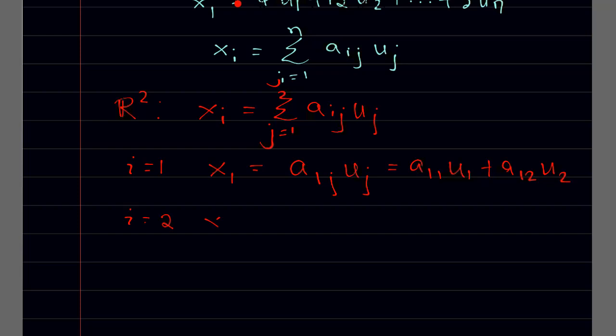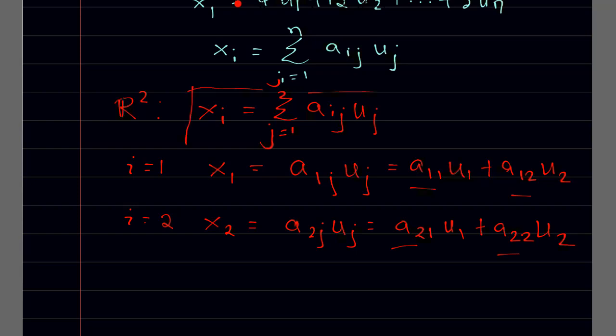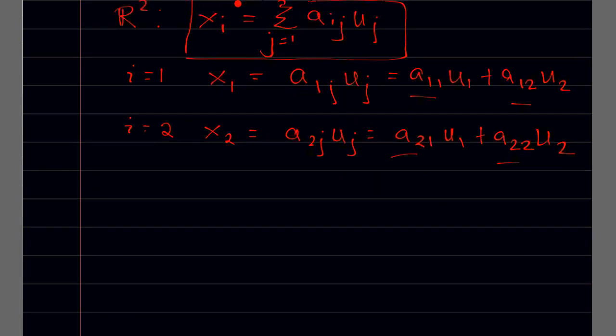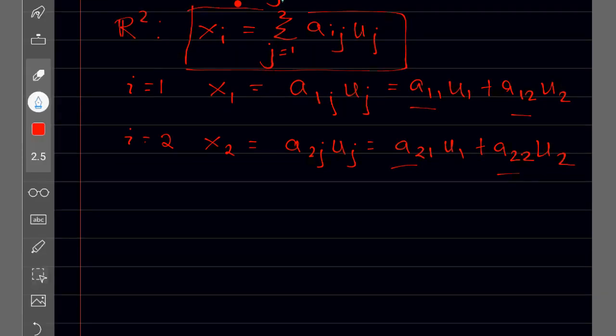Similarly, for i equals 2, you look at the second element, which will be a_2j u_j. That turns out to be a21 u1 plus a22 u2. So as you can see, the coefficients are different for different elements. This is the beauty of this simplified representation. That's the main idea. I will mostly work in R2 for simplification, and you should always go to Rn for complicated stuff. In every book they always work with Rn. We will do only R2 as far as possible, for simplicity.